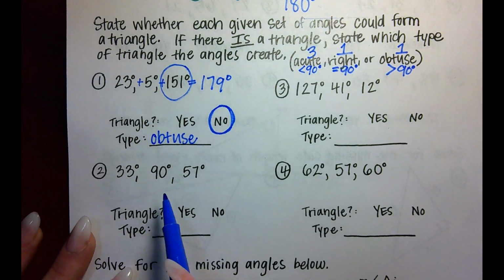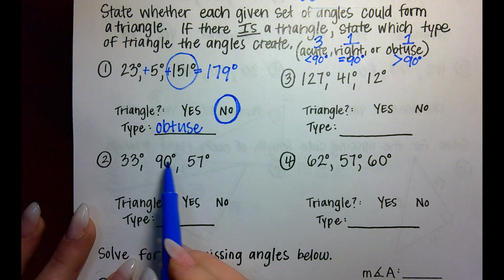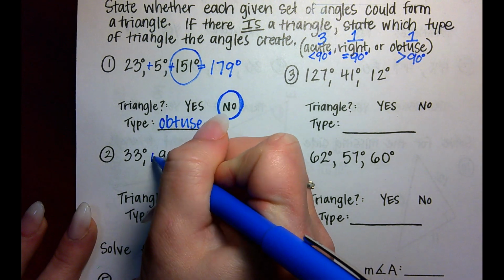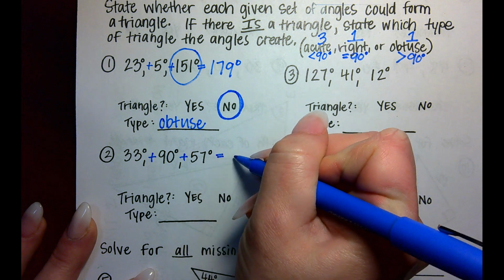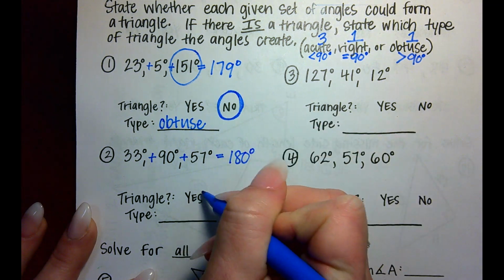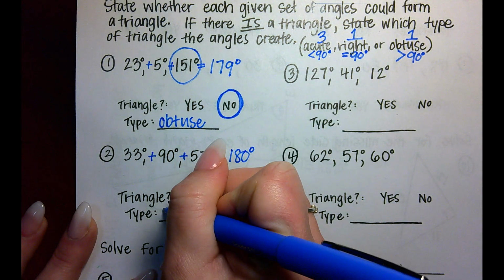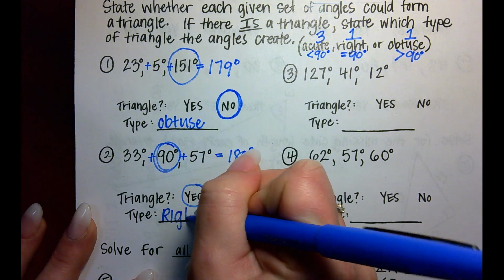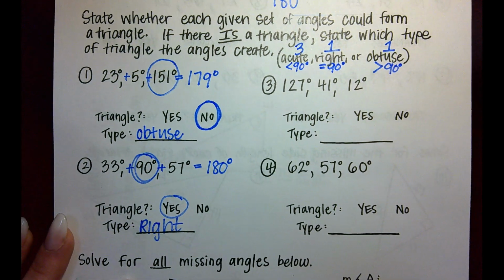Okay, how about number 2? I have 33 degrees, 90 degrees, 57 degrees. What happens? That's a triangle. It adds up to 180? Yeah. All right. So yes. And it's a right triangle because we have a 90 degree angle. Good. How about number 3?